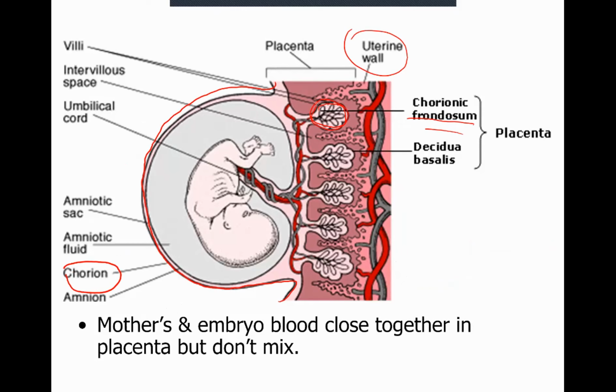Okay. And decidua, sorry. Chorionic frondosum yang mana satu? Ini macam bunga-bunga ni. This is chorionic frondosum. Okay. And decidua basilis yang kat luar ni. Okay, that is decidua basilis. Okay. Chorionic frondosum and decidua basilis.